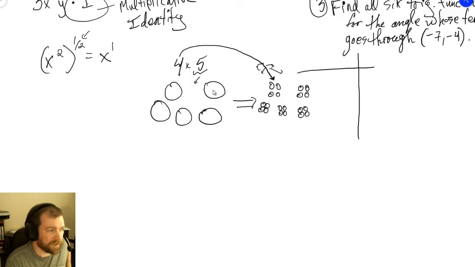So you're also technically distributing then. You're saying that each of the 5 things here are splitting up into 4 things, essentially. The 5 is then going to be 1 plus 1 plus 1 plus 1 plus 1. So therefore, it's going to be 4 plus 4 plus 4 plus 4 plus 4. You're going to hate me for that.